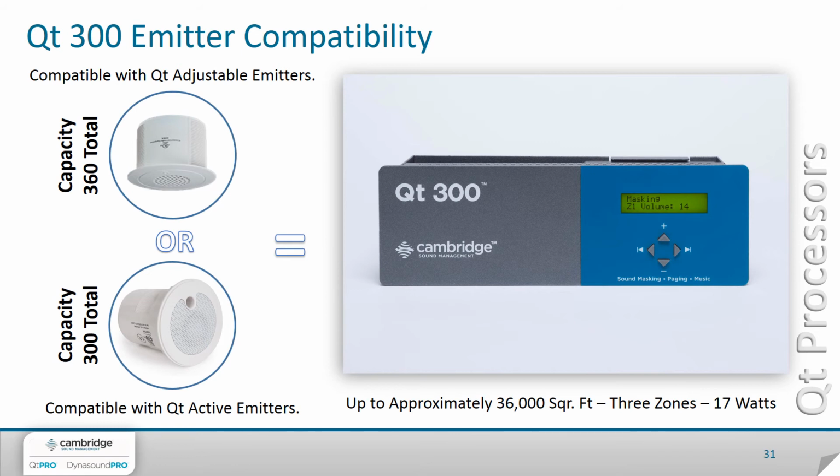The type of emitter used is selected on a per-zone basis via the web server interface. When the emitter type is selected, the sound spectrum is adjusted to compensate for the specific type of emitter, alleviating the need for manual readjustment. The QT300 provides sound masking coverage of approximately 36,000 square feet across 3 zones, using only 17 watts of total power.